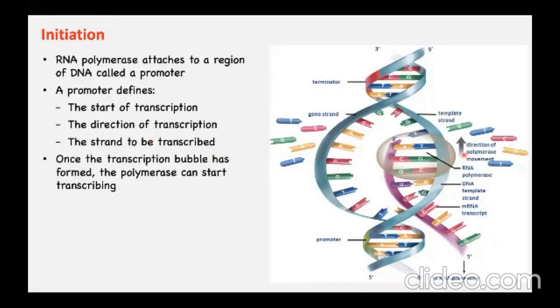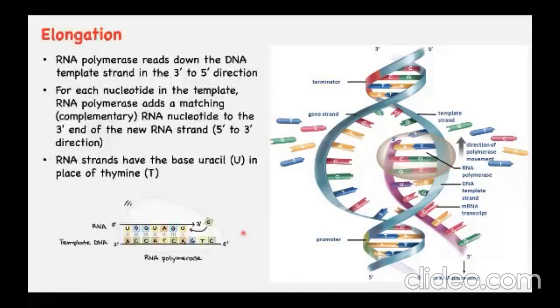Okay, here. Katakanlah promoter ni ada dekat kawasan sini. So, dia akan start to transcribe from here only. Okay, so that's what it means by a promoter defines the strand to be transcribed. Kalau promoter ada dekat sini, dia akan start to transcribe from here. Okay, so that is what it meant by it promotes the start of the transcription, the direction of the transcription and also the strand to be transcribed. So once the transcription bubble has formed, the polymerase can start to transcribe. So lepas initiation, we have the elongation.